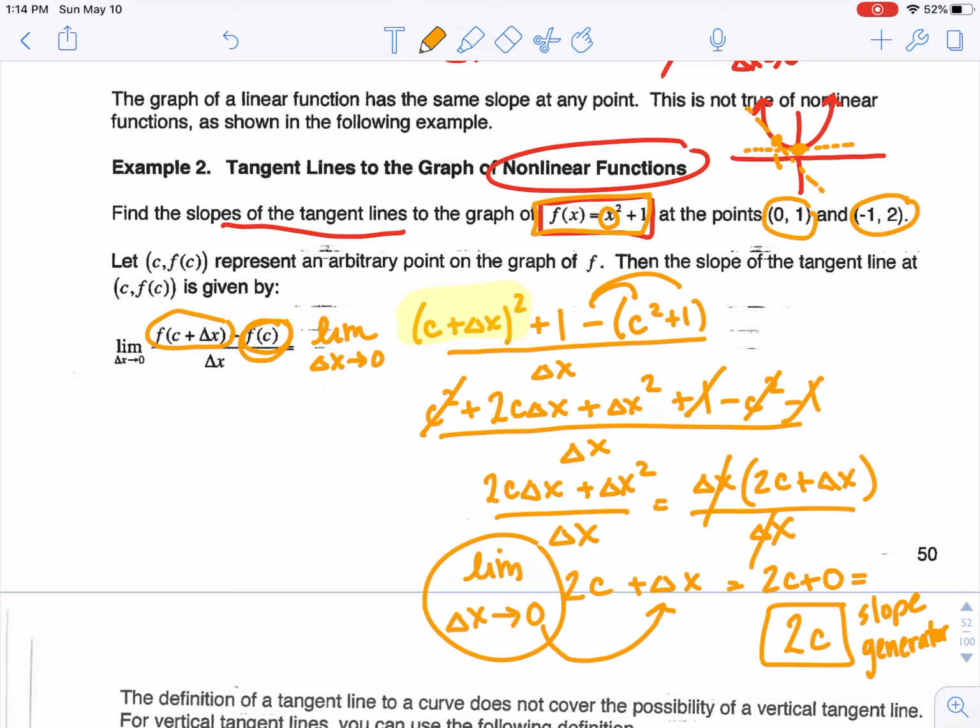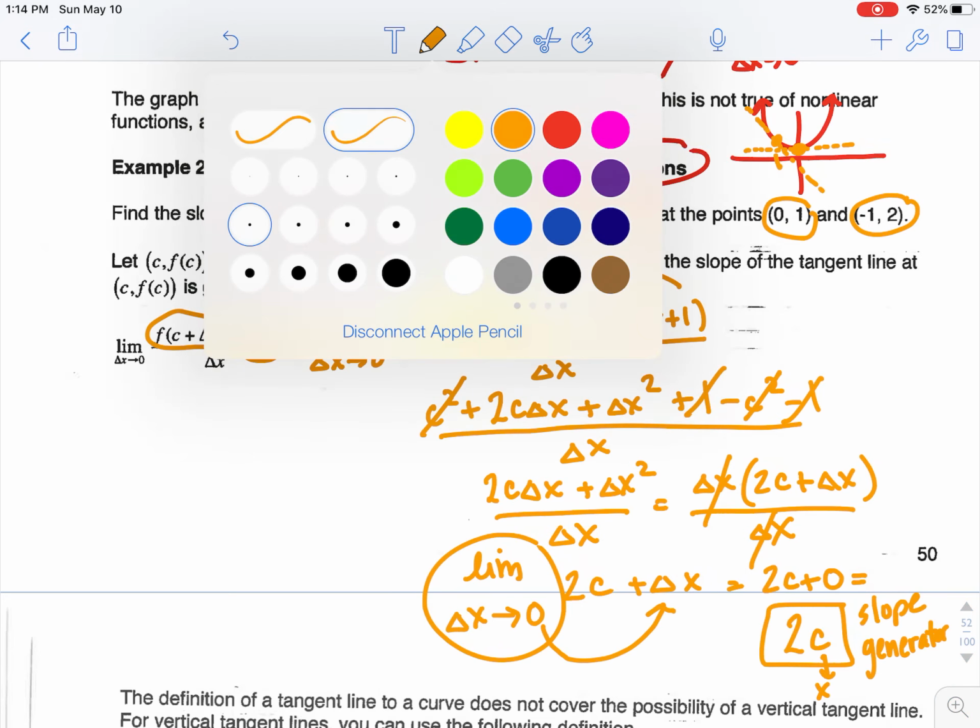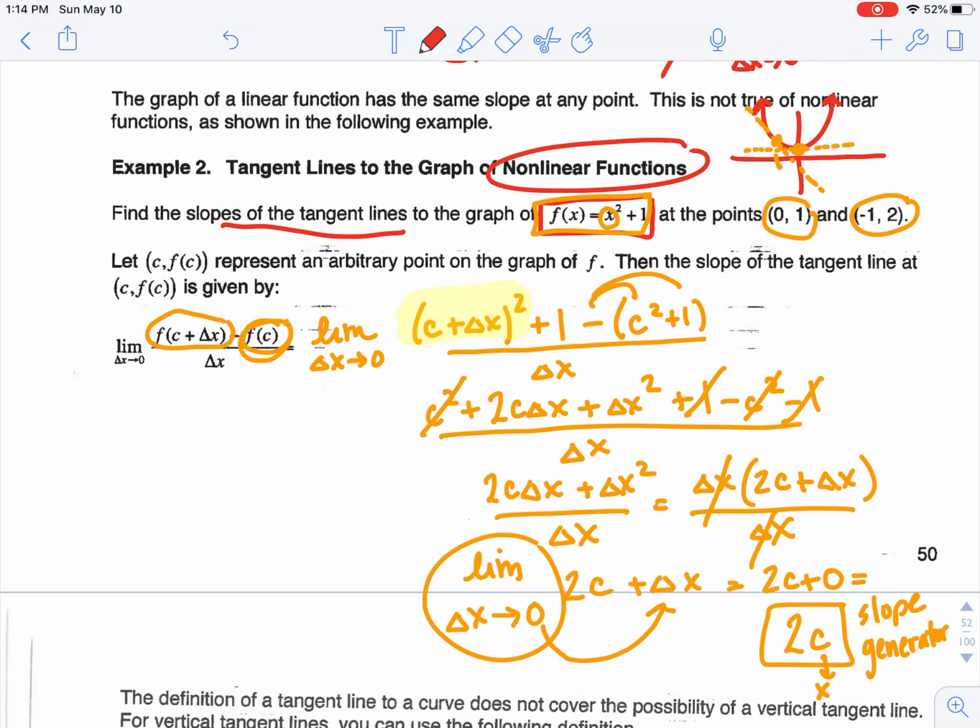All right, and that's for the x value. That's my x. So at any x value of c, I can pick any c's I want. Well, they already gave us some c's. Remember in this problem, they were trying to find the slope at the points (0, 1) and (-1, 2). So those are the c's that we're going to use.